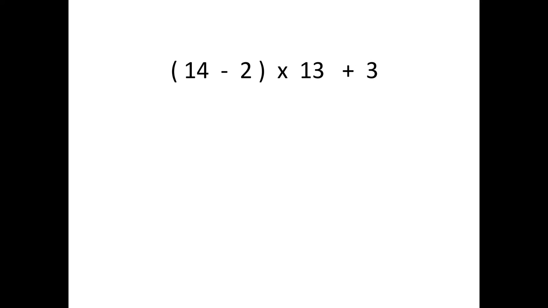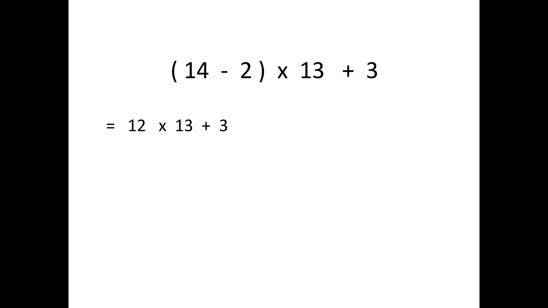Another question. Pause your video till you get the answer. What to do first? The brackets. So 14 minus 2 will give me 12. So I will put the 12 and I will leave times 13 and plus 3 as they are. So I did the brackets in the first step. Now I have multiplication and addition. What to do first? Go back to the BODMAS. The multiplication is first. So let's multiply.